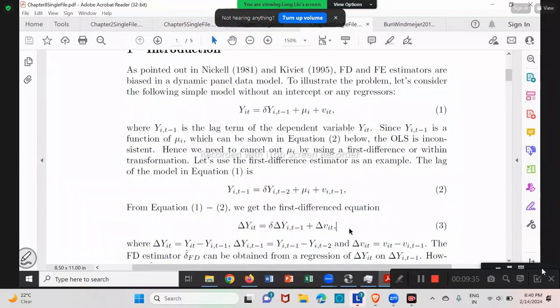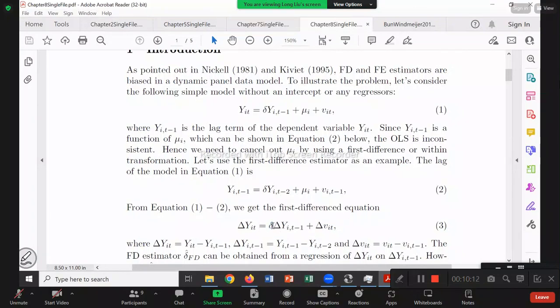Before, in the first difference transformation, on the right-hand side we had change in x times beta. Now our x is change in y t minus one. That's the only difference. Now, if you run the regression of change in y it on change in y i, t minus one to calculate the coefficient delta hat, I'll show you that such an ordinary regression gives a wrong delta hat. Delta hat is biased. Why? Very simple. In equation three, the regressor, change in y t minus one, and the error term, change in v it, are correlated, which violates our assumption number four. In other words, we have an endogeneity problem. Why are they correlated? Let's take a closer look.